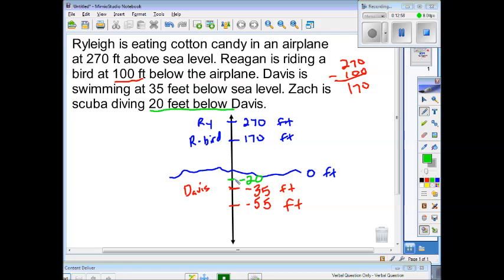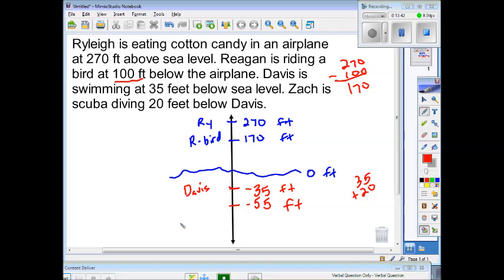Are we all clear on this? It doesn't say 20 feet below sea level. If it did, then yeah, Zach would be right there at negative 20. You guys understand that? But because he's 20 feet below Davis, we know that he has to be 20 feet farther down than 35. So even though there's negatives involved, it's just 35 plus 20. Do you guys see how I did that? You just have to know that it's negatives. You guys don't have to add negatives or understand adding and subtracting negatives to do this. Everybody understand that? It's just thinking, well, if he's at negative 35 feet and he's 20 more feet down, that's negative 55. Does everybody understand that?